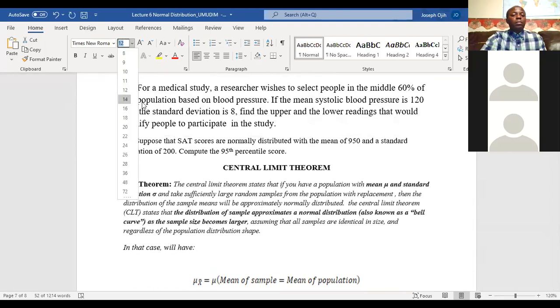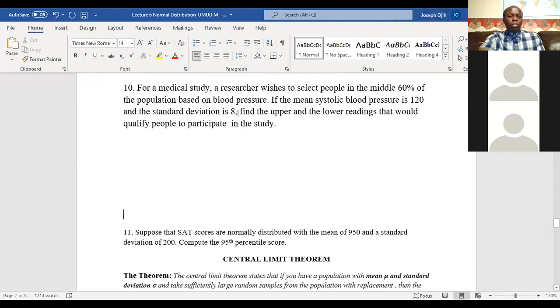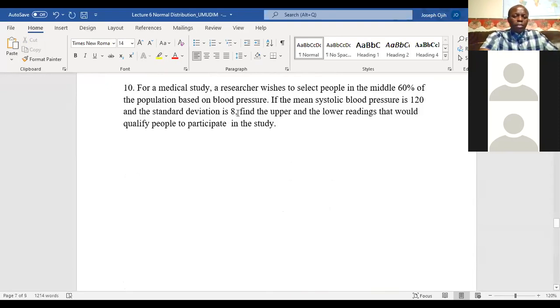It says, for a medical study, a researcher wishes to select people in the middle 60% of the population based on blood pressure. So the middle 60%. If the mean systolic blood pressure is 120 and the standard deviation is 8, find the upper and lower readings that will qualify people to participate in this study. So our solution is this.